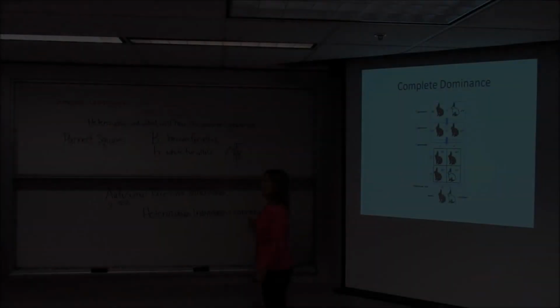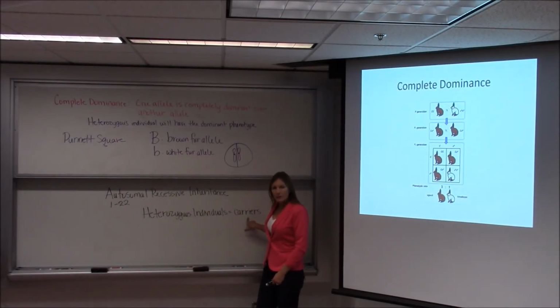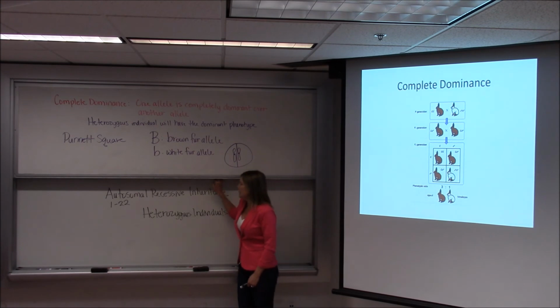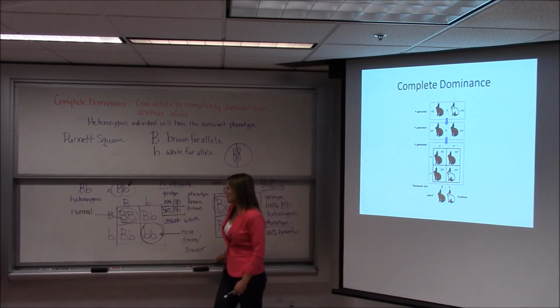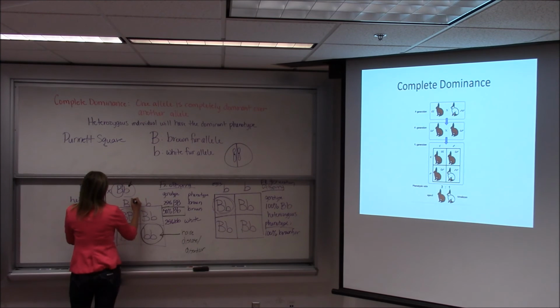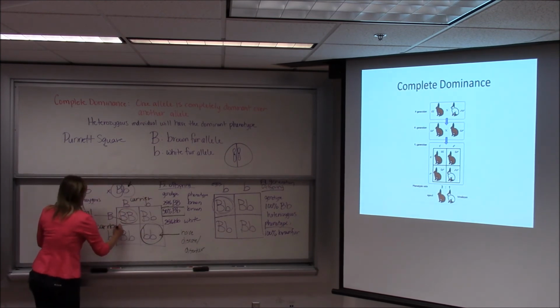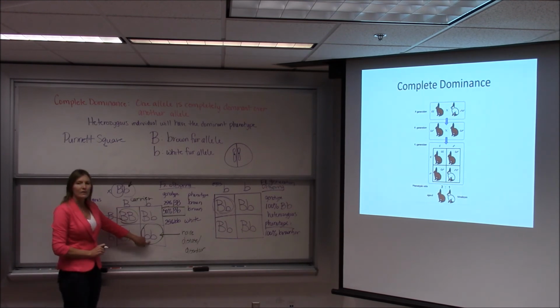Carriers. This is significant when we're talking about human genetic disorders. Because if two carriers mate and they don't know that they're carriers, because no one in their family has had an offspring, a child that has this disorder, it can be really bad. Because this is what will happen. This would be carrier mating with carrier. And on average, 25% of their babies are going to have the disorder.